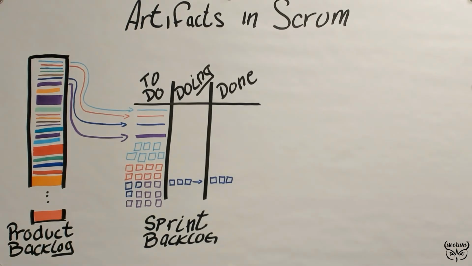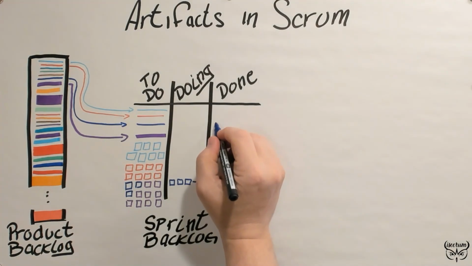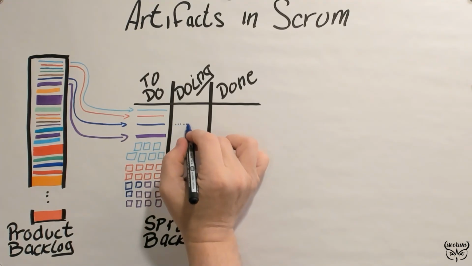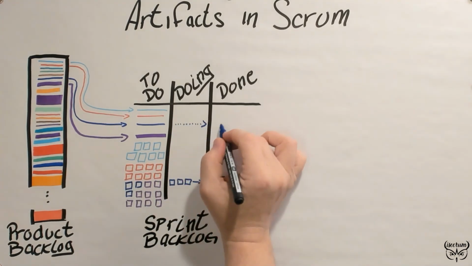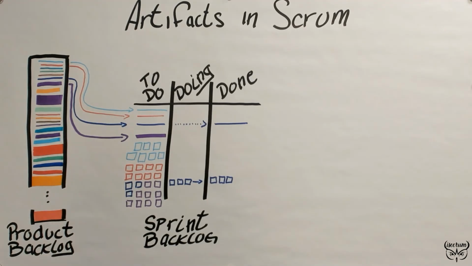They ran those tasks through doing one task at a time, and as those tasks were completed, they were moved to done. When the product owner accepted the dark blue item's work, the developers moved the dark blue product backlog item from to do to done. Likewise, you can see the developers did the same with the red product backlog item.